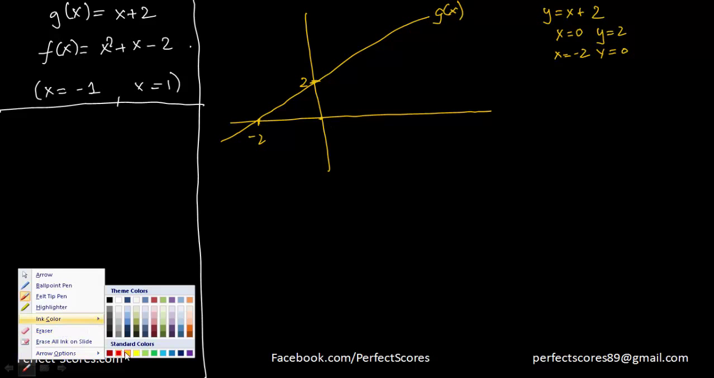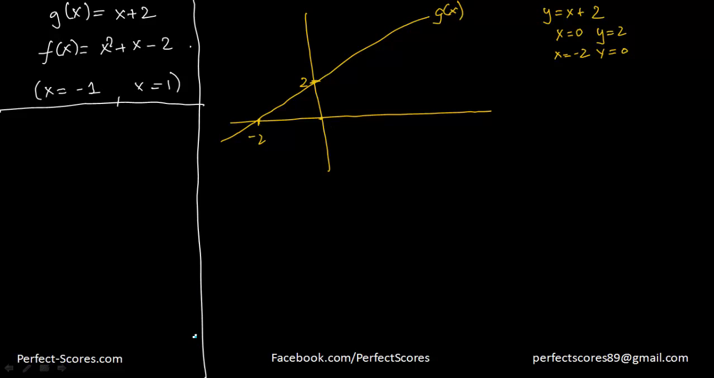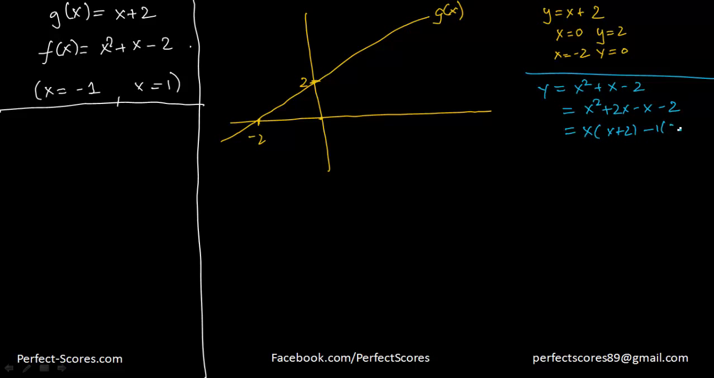Let me go ahead and change the colors. Now we have to sketch f of x. So f of x is y is equal to x squared plus x minus 2. This is equal to x squared plus 2x minus x minus 2, so that is x into x plus 2 minus 1 into x plus 2. So this is going to be x plus 2 into x minus 1.